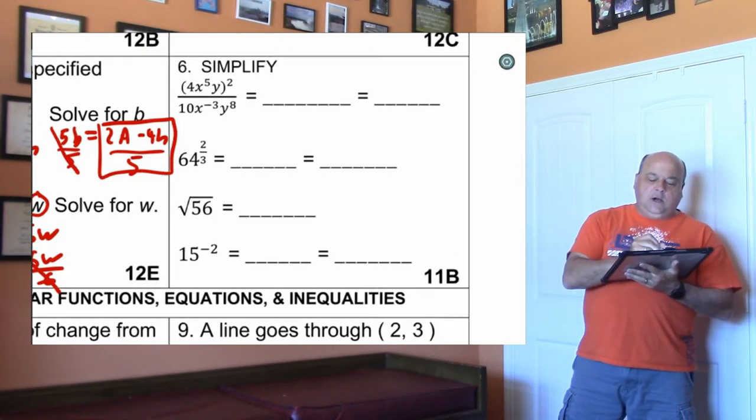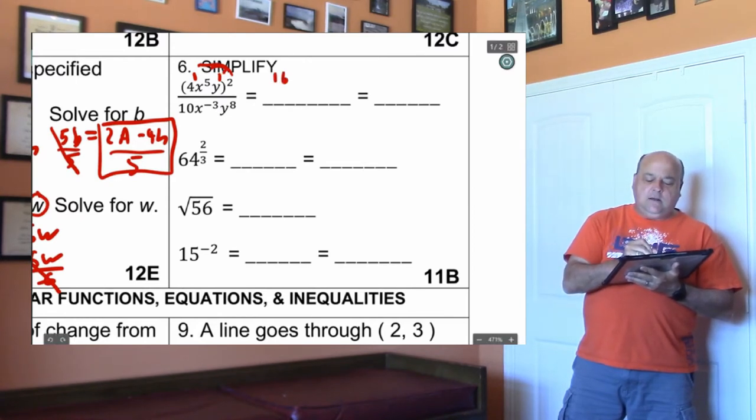Okay, this problem here, this is a 1 and that's a 1. I'm going to distribute the 2. So 4 to the second is 16. X to the 10, y to the 2, all over 10, x negative 3, y 8.